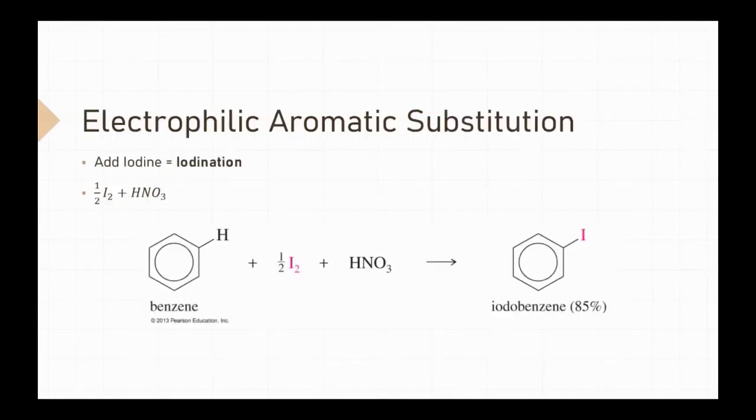Okay, adding iodine, you just need half of I2 and HNO3, and that's there to add the iodine. So this is kind of the weird one out, where for Br and Cl you just add FeCl3 or FeBr3. Here you need nitric acid and half a mole of iodine.